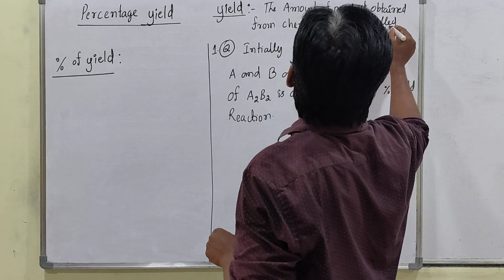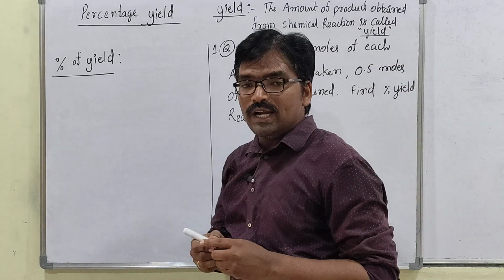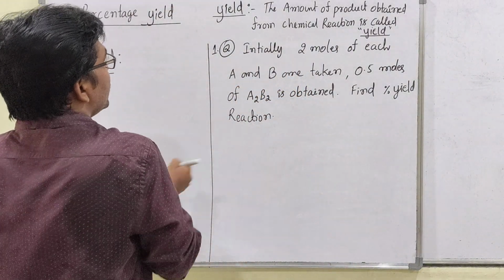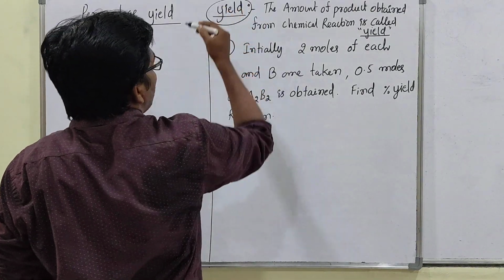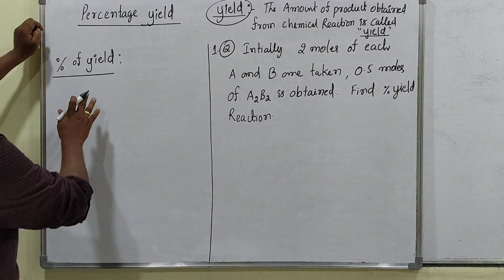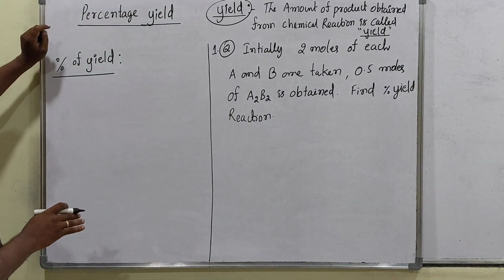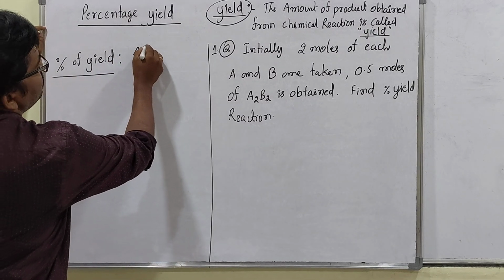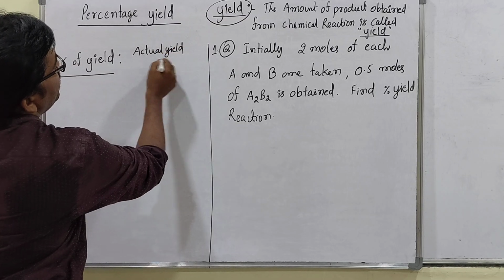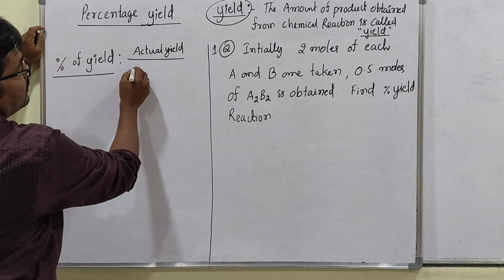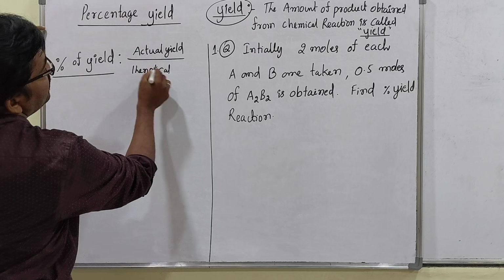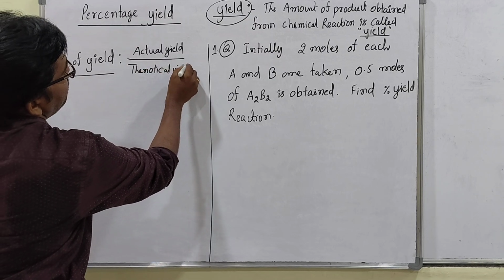Y-I-E-L-D, yield. So now, how much percentage of yield is produced? That is the question actually. How much percentage? What is yield? The amount of product formed in a chemical reaction is the yield. So now, to find the percentage of yield, sir, actual yield divided by theoretical yield into 100.